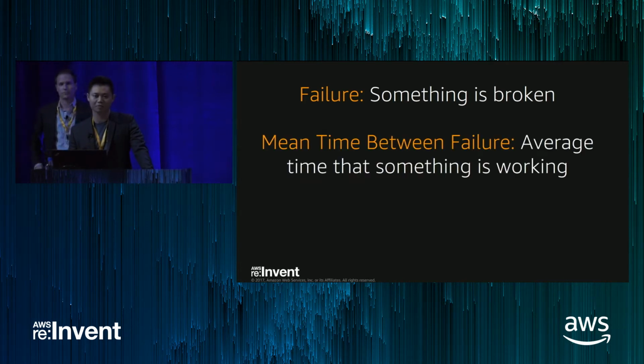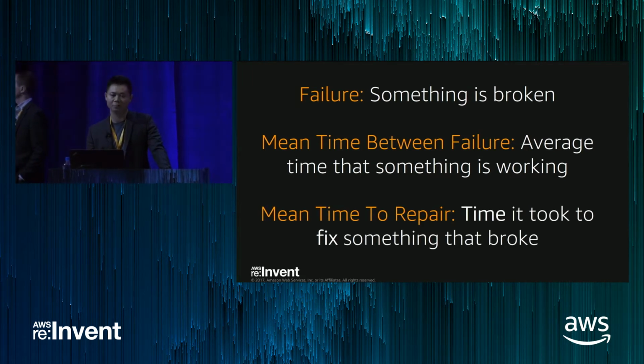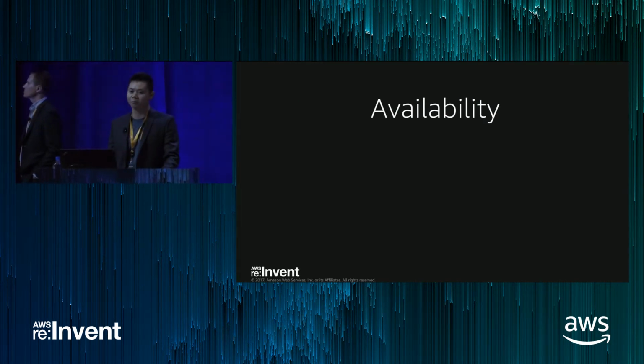What is mean time between failure, right? MTBF is a common acronym. It's the average time when something is working, right? This is your uptime. And mean time to repair or mean time to recover, right? This is how long it took to fix something when it broke. How long did it take you to bring it back up, right? Why is this important, right? This is important because what we're after is availability, right?